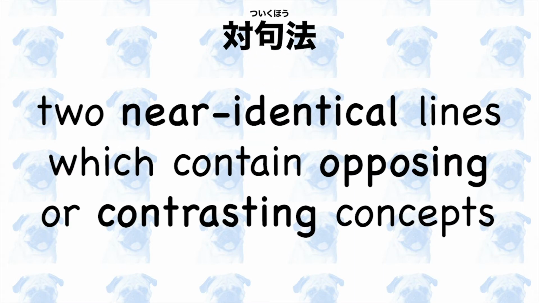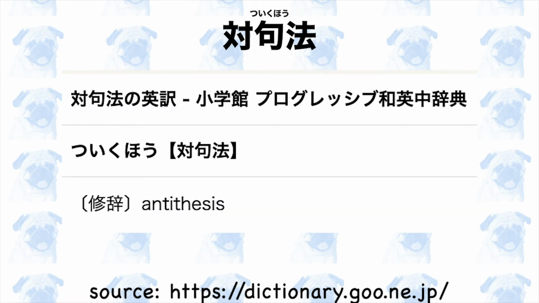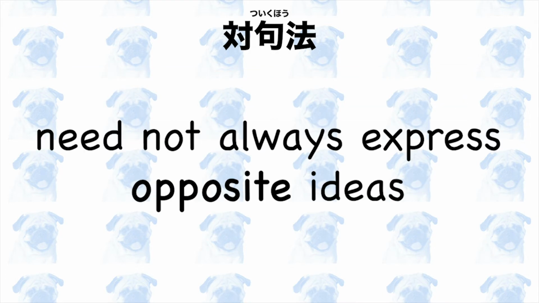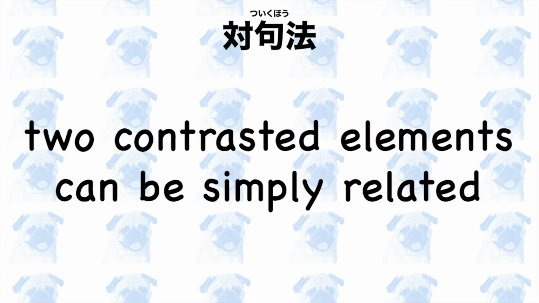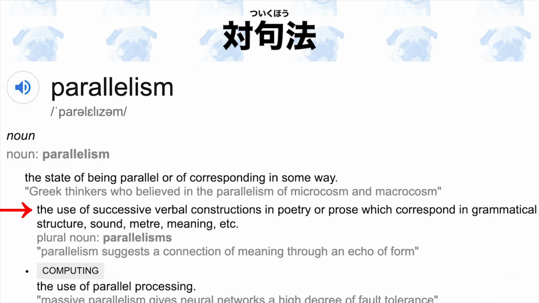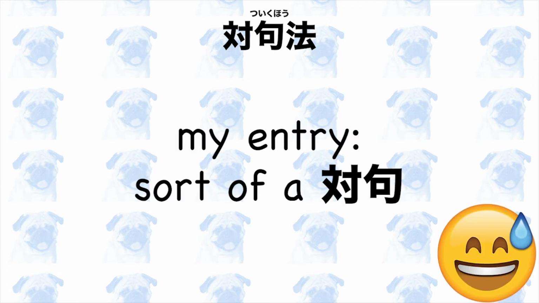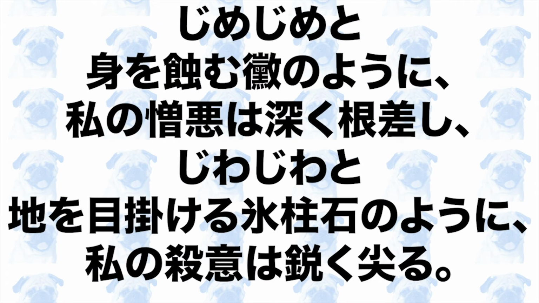First, I've imitated 対句法, which is a technique where you have 2 lines with nearly the same structure, but they contain opposing or contrasting elements. According to an online dictionary, it's called antithesis in English, but 対句 in Japanese need not express the exact opposite ideas, and instead, it can deal with similar or related concepts. So perhaps parallelism would be a better translation. Actual 対句 imposes some rather strict rules. For example, the 2 lines have to have the same number of words, so my entry should be considered a loose attempt at it. Let's examine it more closely.